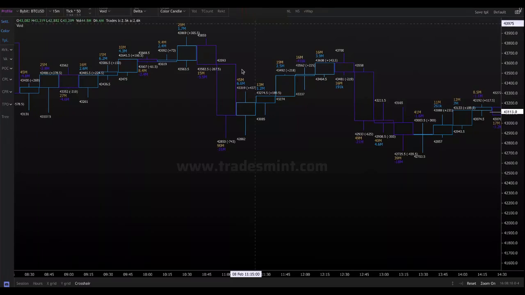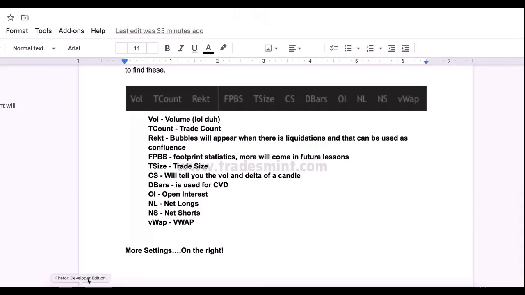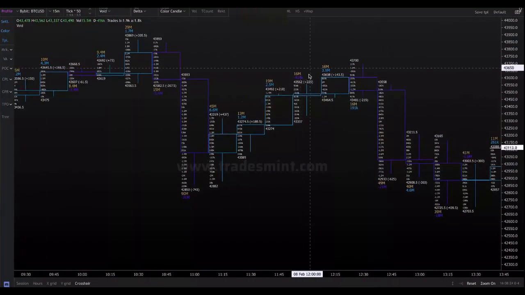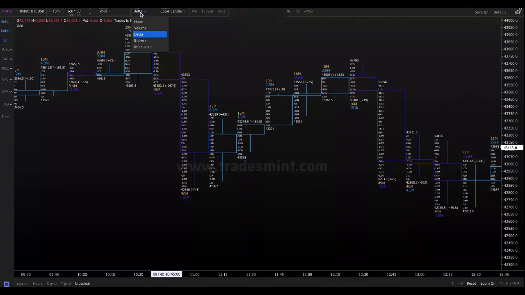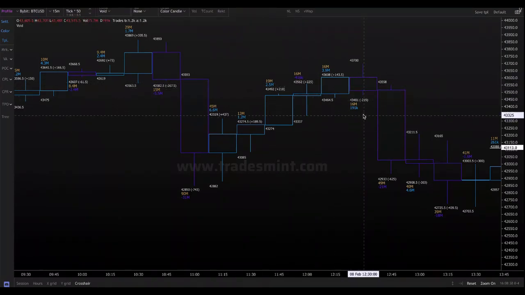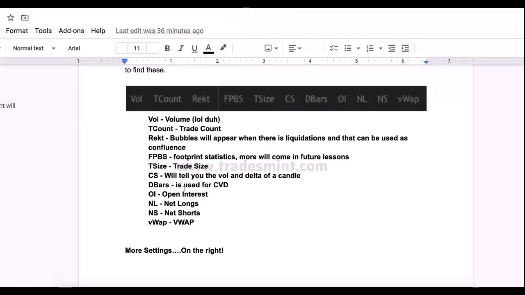We have CS right here, and CS essentially will tell you the volume and the delta of a candle right up here in this area. So let me turn off the text here. We can see we have 19 million volume and 2.5 million positive delta for this candle. For this candle right here, we have 16 million volume, 191,000 positive delta.